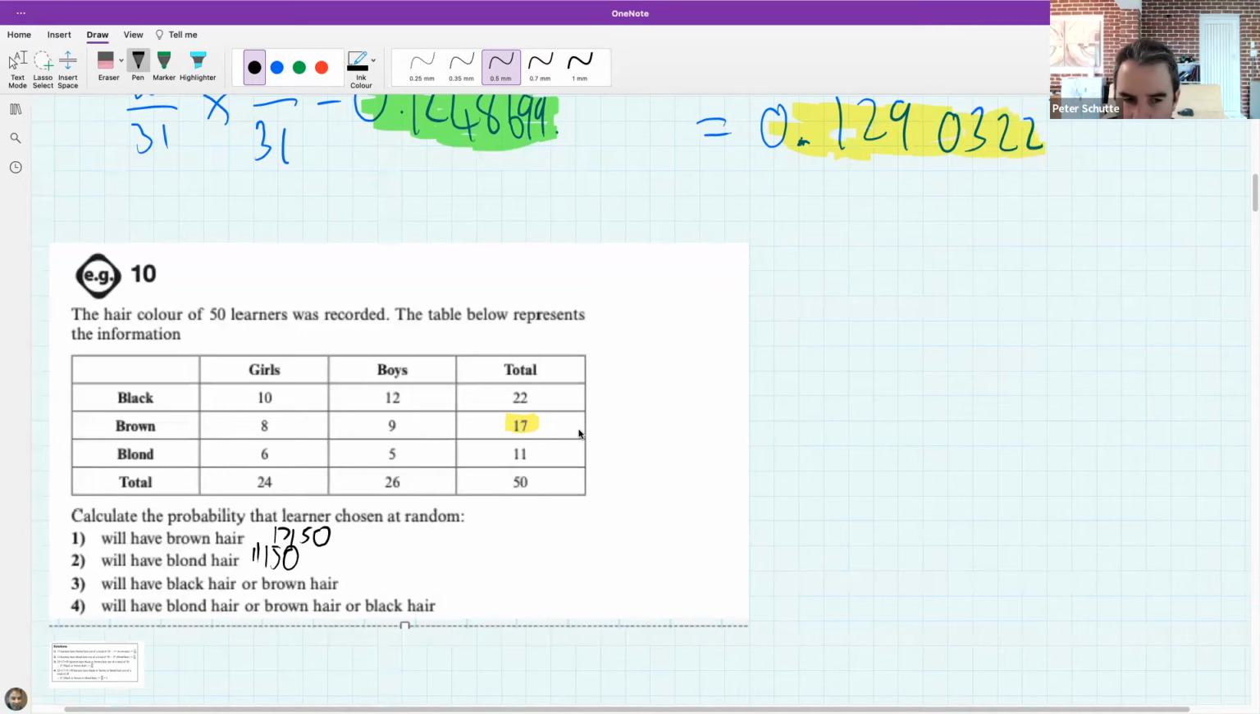Wait, so black hair would be 22 and brown hair would be 17. So I agree. You get 39 out of 50. And what did you get for the 4th one? 50 out of 50. I could be wrong. Yeah, no, I agree with you, because if you think about the collection, there's 50 students, right? And what's the probability they'll have black, brown, or blonde? Well, it's got to be one of the 3. So it's 50 out of 50 or 100% chance.